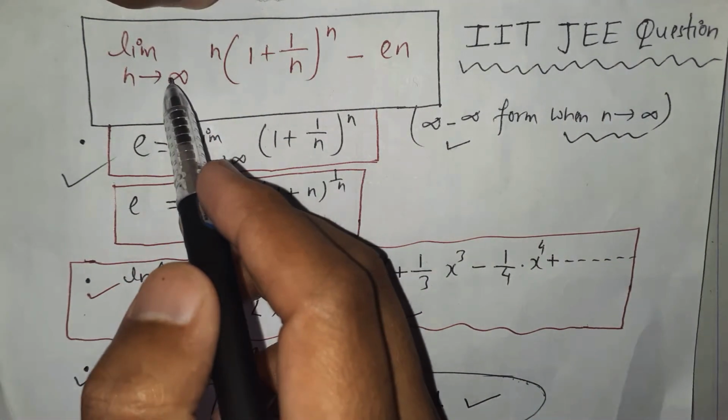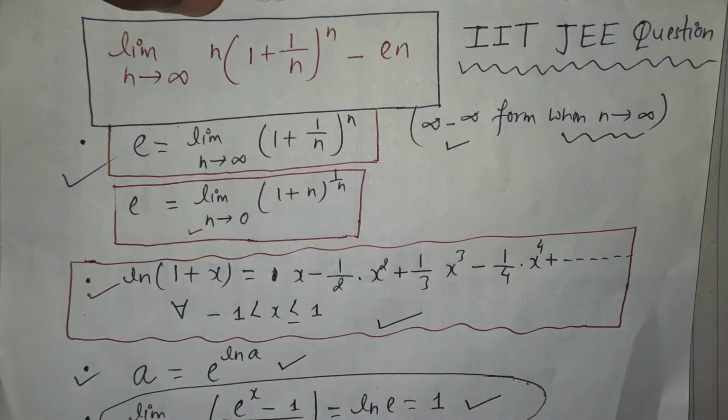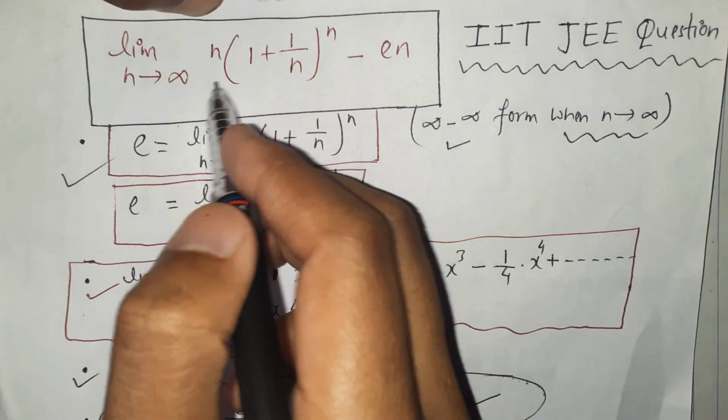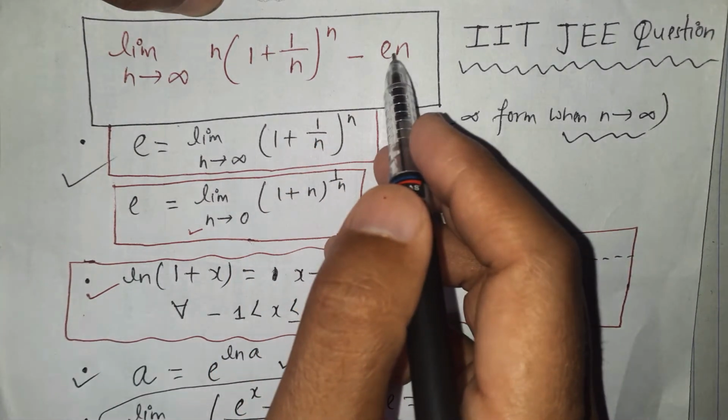Here I have taken a question: limit n approaches infinity of the function n times (1 plus 1 over n) raised to the power of n, minus e.